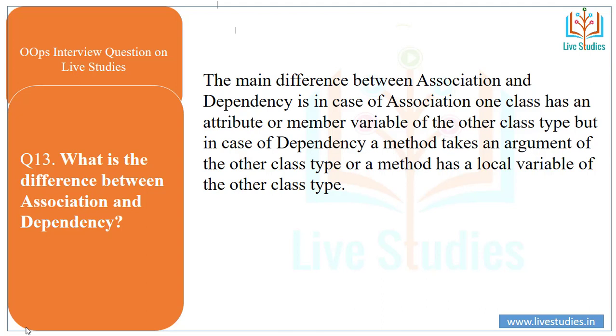Another question is, what is the difference between association and dependency? Two major differences. In association, one class has an attribute or member variable of another class type, but in the case of dependency, the method takes an argument of another class type, or the method has a local variable of another class type.